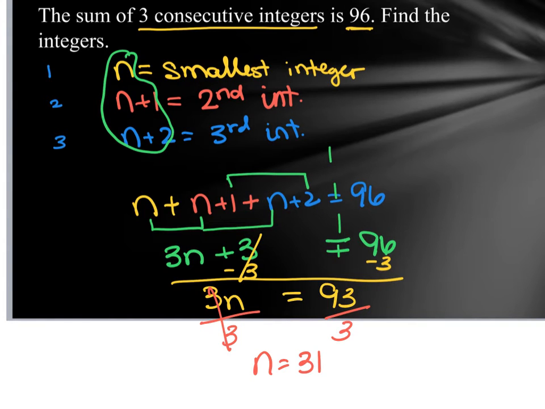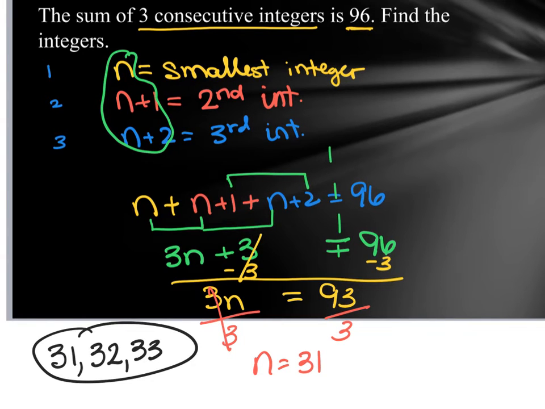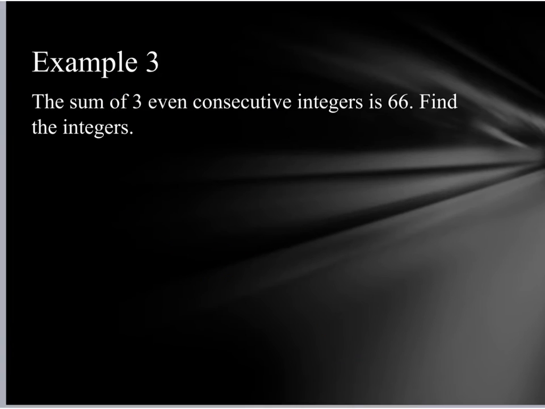I need the 3 consecutive integers. So that tells me that my first integer is 31. So my integers are 31, my second integer is 32, and my third integer would be 33. If you add these 3 integers up, you will get 96.